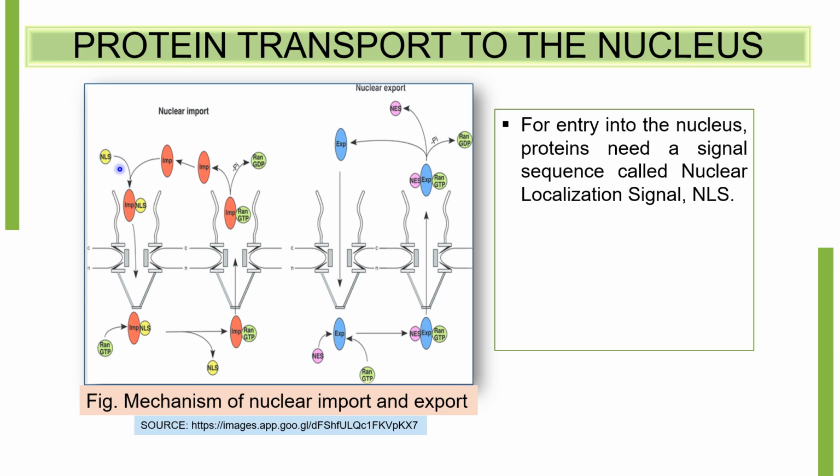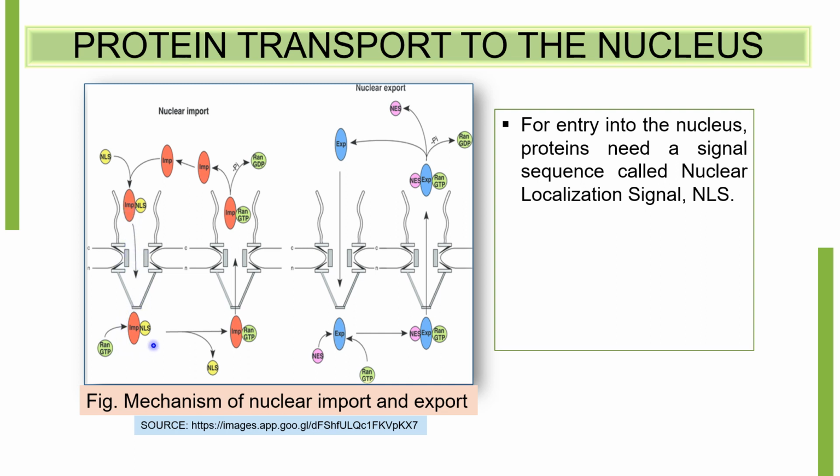The protein with the NLS moves post-translationally and after it is completely folded. Another protein, importin, binds with the NLS of the protein to be imported, also called the cargo protein. The importin cargo complex then translocates through the nuclear pore complex by interaction of the nuclear pore complex with importin.